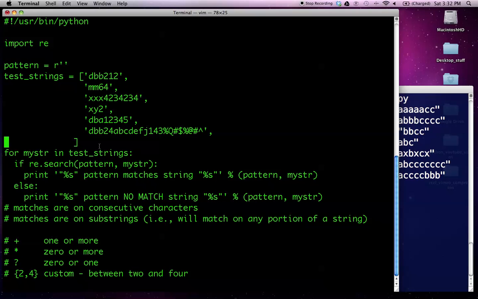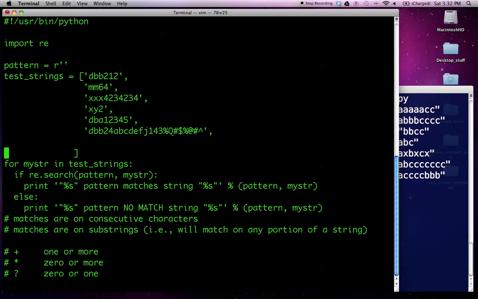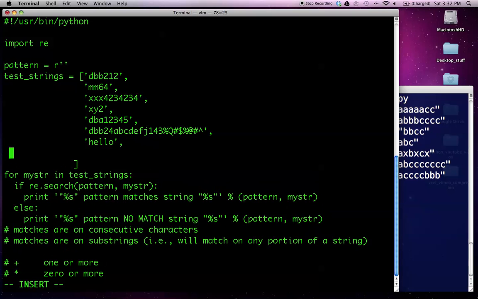How can we create, oh, and why don't we put in a couple of other dummies here. We'll just put in hello, and we'll just put in a number like 1, 2, 3, 4. How can we make it so that the first 5 succeed and the last 3 fail? I'm going to put in a pattern that expresses this. First thing we want, of course, is between 2 and 3 letters. So how do we do that?